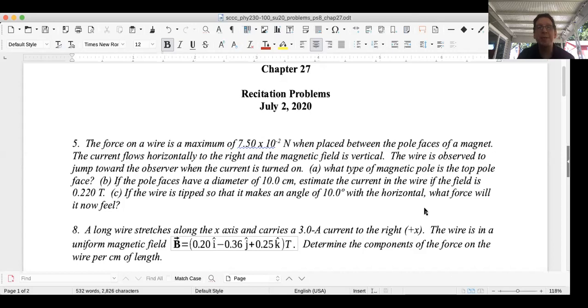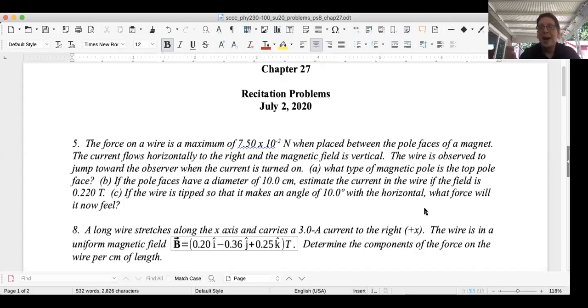So what type of magnetic pole is the top pole face? It's either going to be a north pole or a south pole. If the magnetic field points up, it's going to be the south pole at the top. If the magnetic field points down, it's going to be the north pole at the top. Remember, the magnetic field lines point out of north and into south. And so you'll use the right-hand rule to figure out what direction the magnetic field is. So the right-hand rule: point your fingers in the direction of the current, curl them in the direction of the magnetic field, and your thumb will point in the direction of the force.